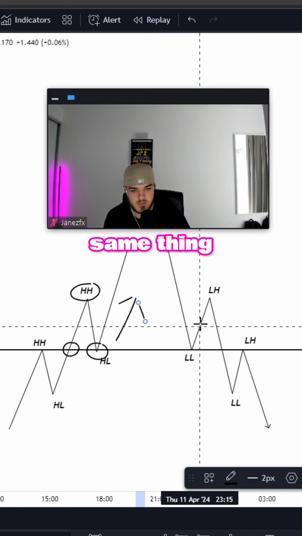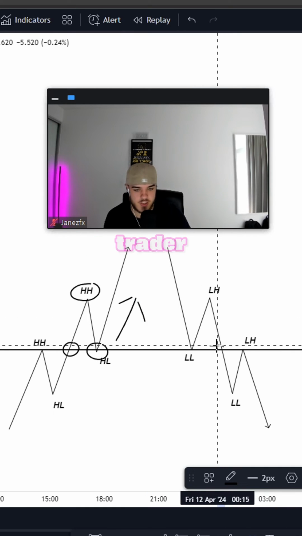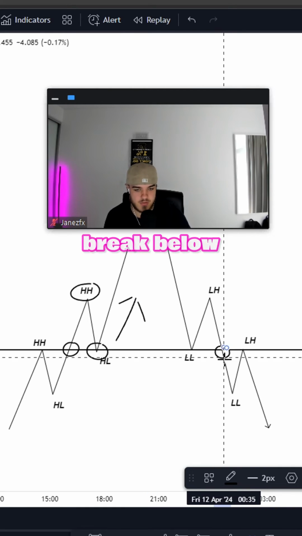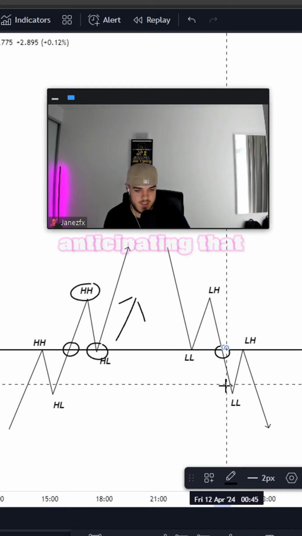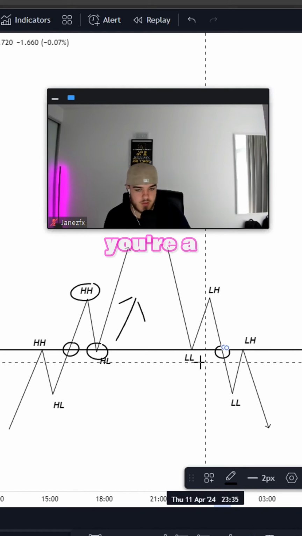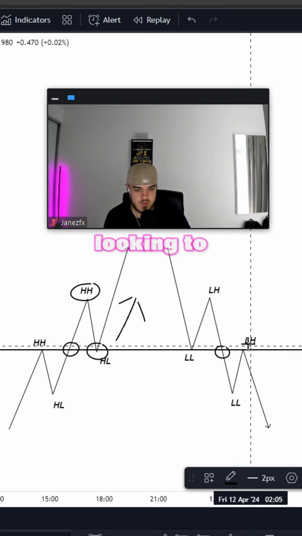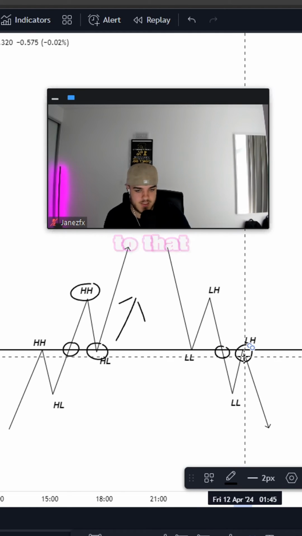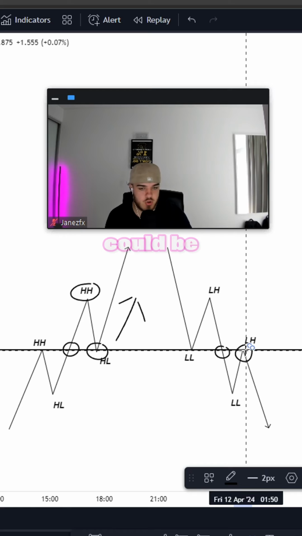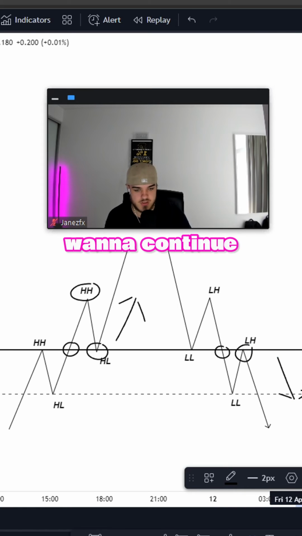And it's the exact same thing with the bearish trend. If you're a breakout trader, you'll be looking to get in as you start to break below that area, and then you'll be anticipating that to form a lower low. And if you're a break and retest supply and demand trader, you'll be looking to get in as price pulls back to that area, which in my opinion could be a stronger confirmation that price does want to continue to the downside.